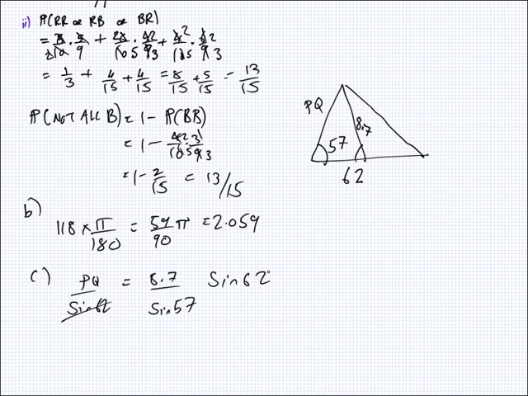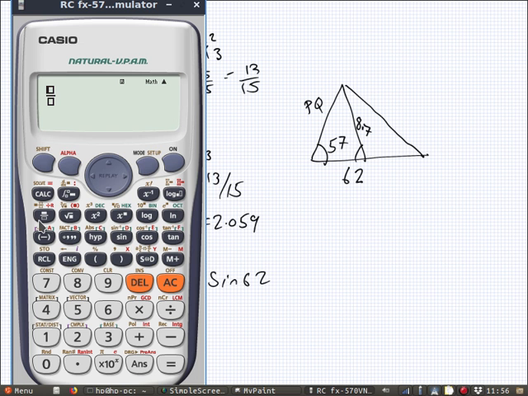Multiplying, let's see what we get. Sine 62 over, what did I say? 57, isn't it? Thank you, yeah. Oh, it really wants the brackets, fine. Oh, I didn't get it back to degree mode, sorry. Mode, degree. Times 8.7. 9.159.